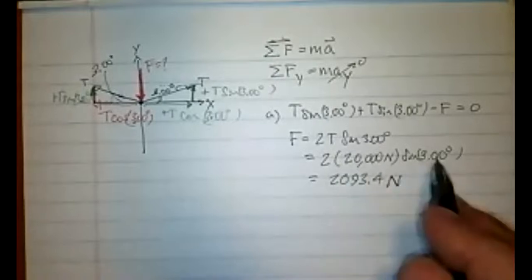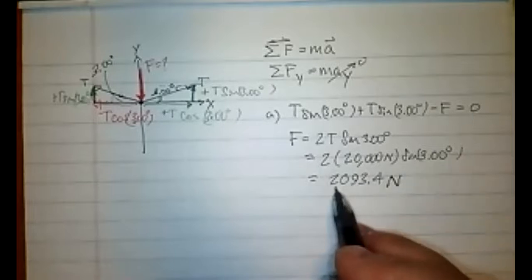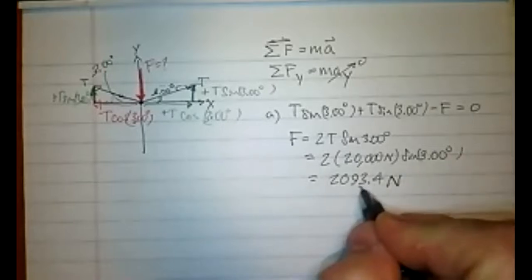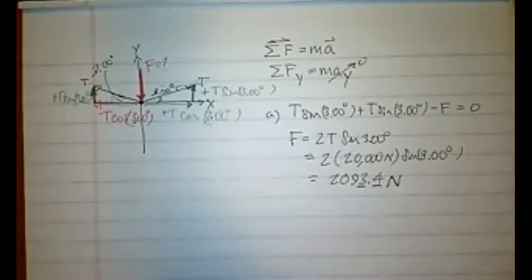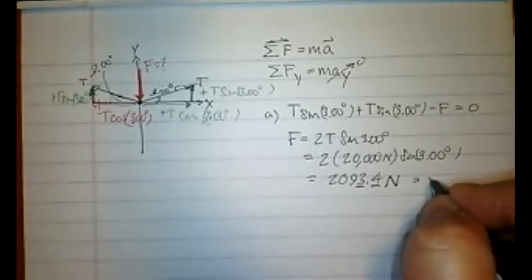Now, this had 5 sig figs. That only had 3. And the way we generally treat a trig function or a logarithm is if you put in 3 sig figs, you get out 3 sig figs. So really, these last 2 digits are not really significant. So I should call this 2.09 times 10 to the third if I was sticking with trig significant digit rules.